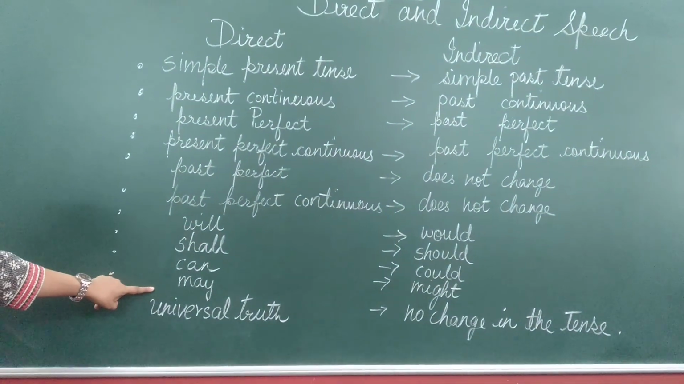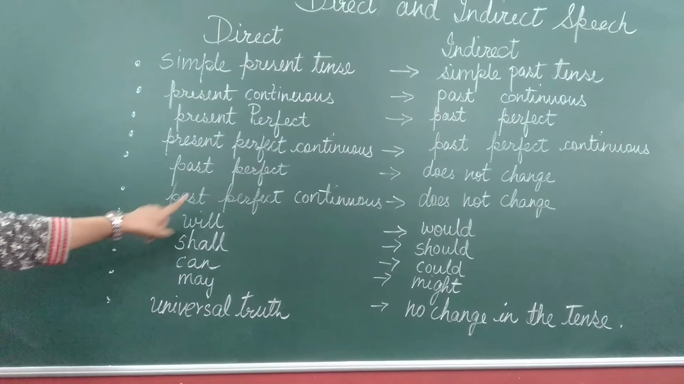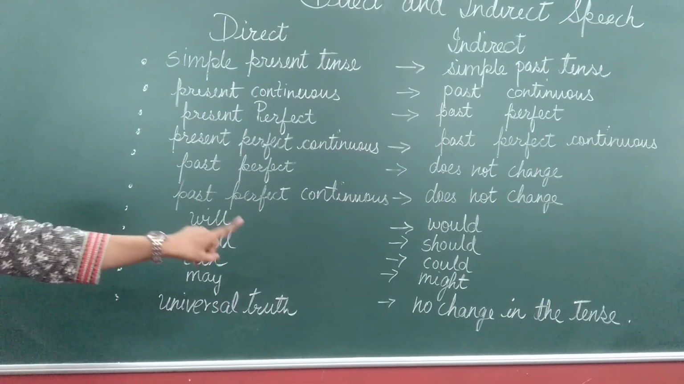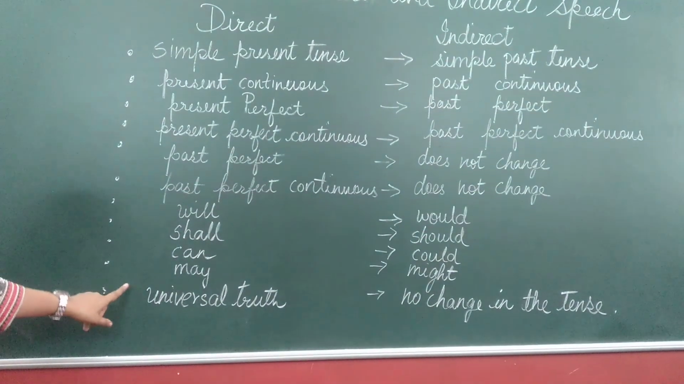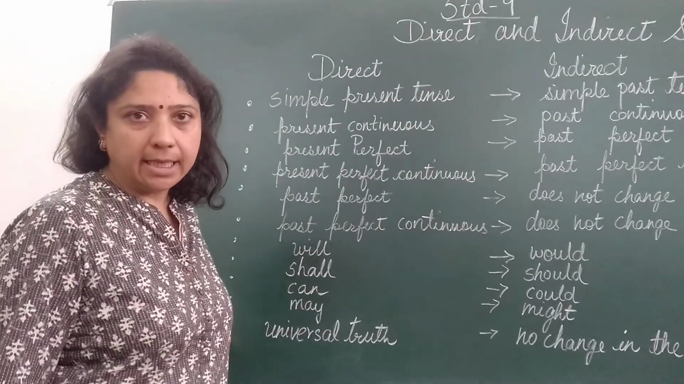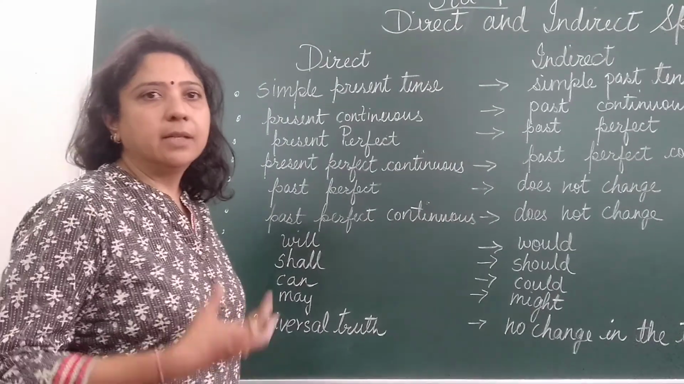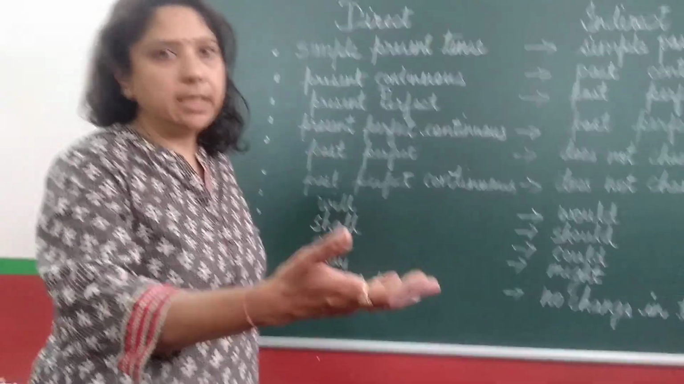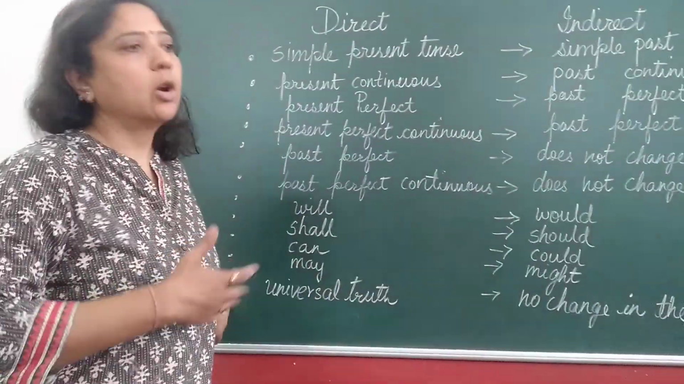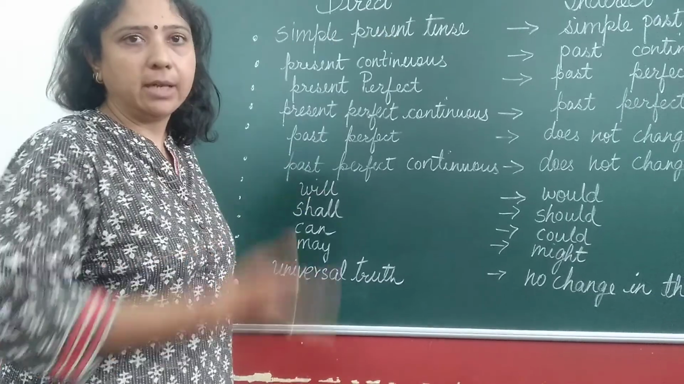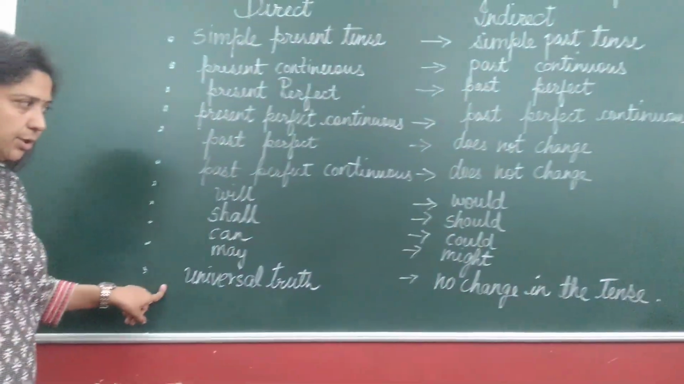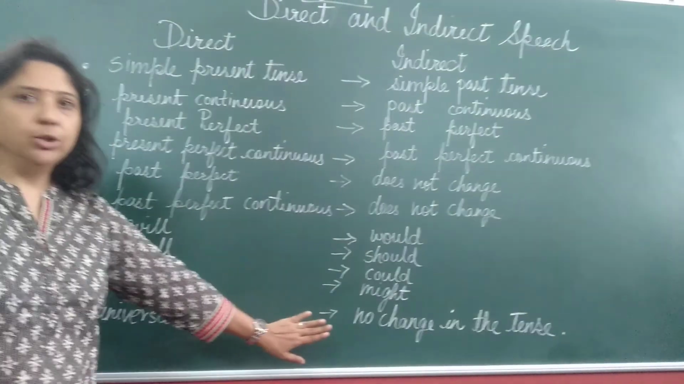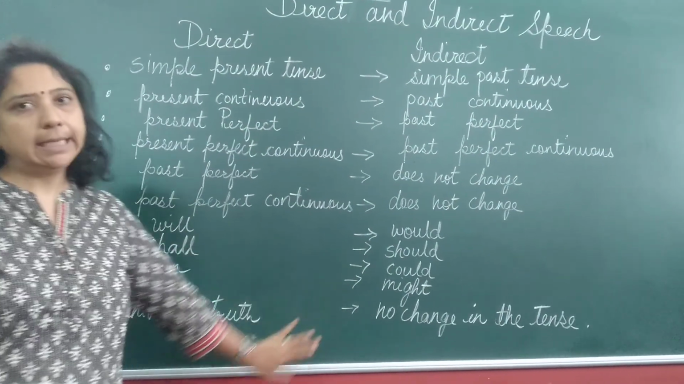The words, very important: will becomes would, shall becomes should, can becomes could, may becomes might, and the universal truths. You know what are universal truths when we say the sun rises in the east. So rises will not become rose; it will not be "the sun rose in the east." It is a universal truth. God is everywhere. You can't say God was everywhere. God is will remain is. So they are universal truths. They will not change. No change will happen to them in the tenses.